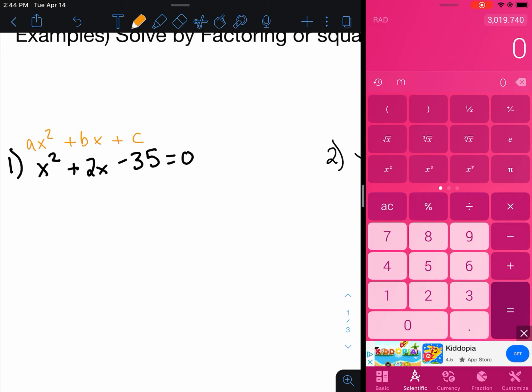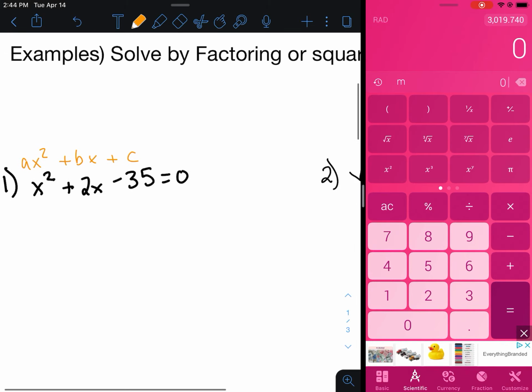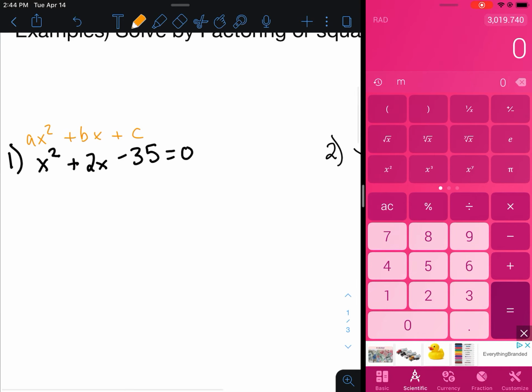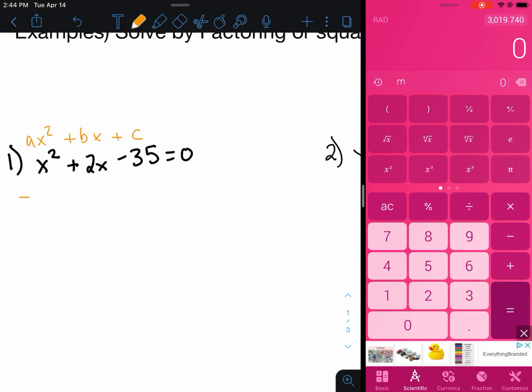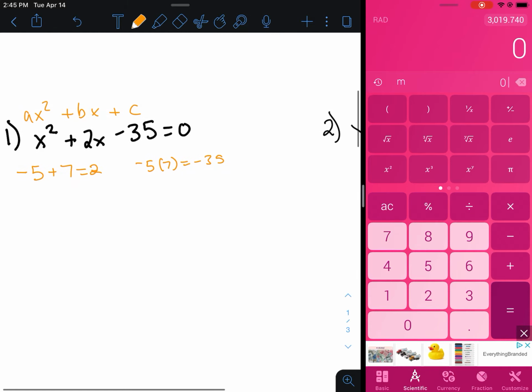So remember that our c value in this case is negative 35. So in order to multiply to get us negative 35, one has to be positive and one has to be negative. So factors of negative 35 that add up to 2 are going to be negative 5 and positive 7. So that gives us positive 2. And then if we multiply them, negative 5 times 7, that gives us negative 35. All right, so our factors for this are going to be x minus 5 and x plus 7. Both of these are equal to 0.